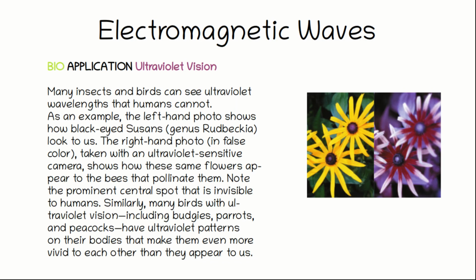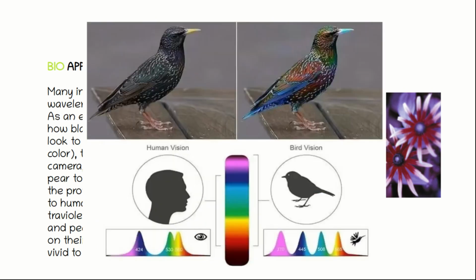Similarly, many birds with ultraviolet vision, including budgies, parrots, and peacocks, have ultraviolet patterns on their bodies that make them even more vivid to each other than they appear to us. So as you can see in this picture, this kind of bird, which is called a starling, can be seen differently by human eyes and a bird eye.